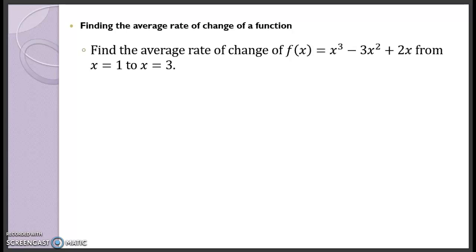Hey everybody, this video is going to talk about finding the average rate of change of a function. Now, the question is going to look like: find the average rate of change of a function. I'm going to give you a function from an x value to an x value, okay? But let's talk about what that even is.